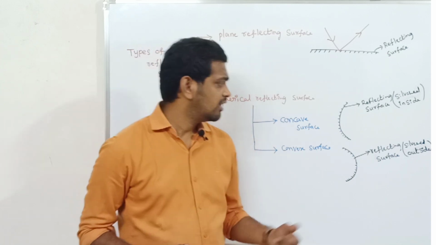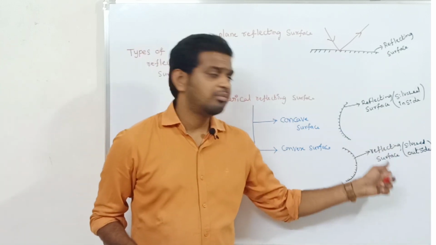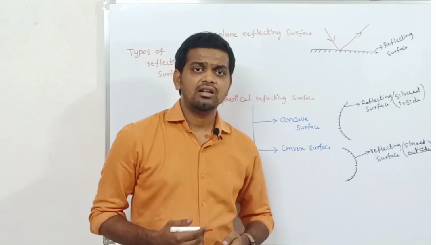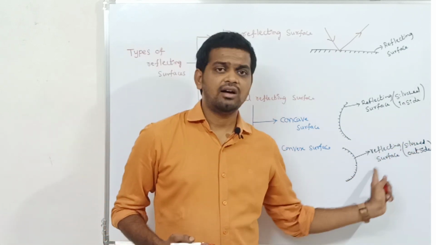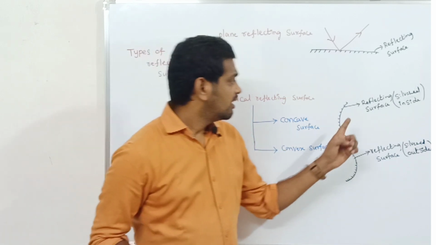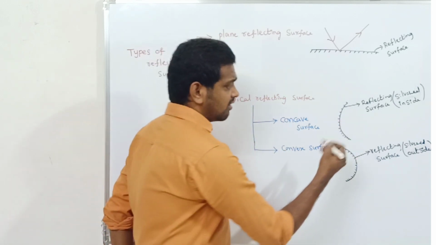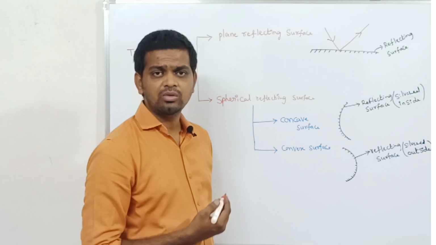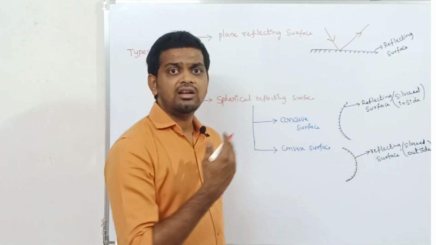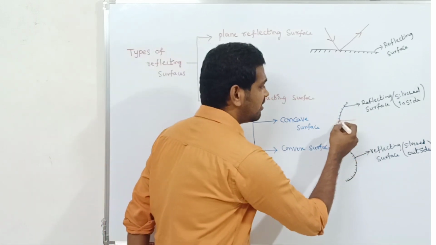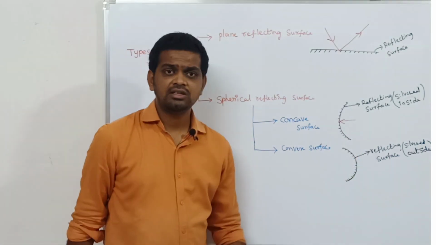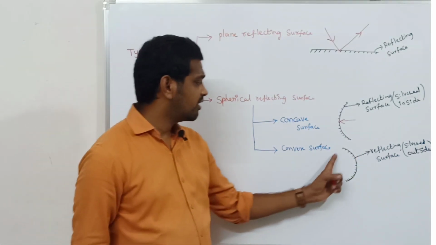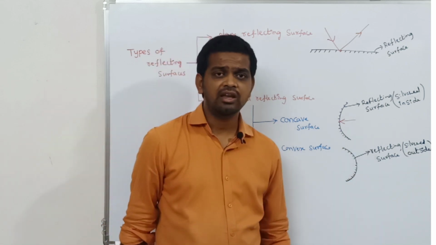Coming to the convex mirror, the reflecting surface will be outward. That is called a convex mirror. In a convex mirror, the silvered side is outside. Is it clear, children? In the concave mirror, cave is nothing but guha in Telugu. So we need to enter into the cave, so it will be inverted. In a concave mirror, the bulged surface will be inverted. In a convex mirror, the bulged surface will be outward.